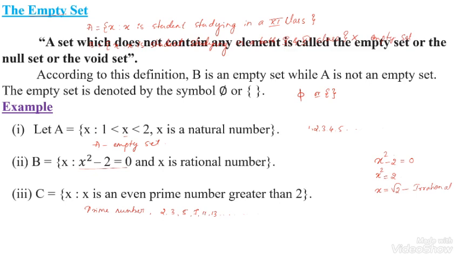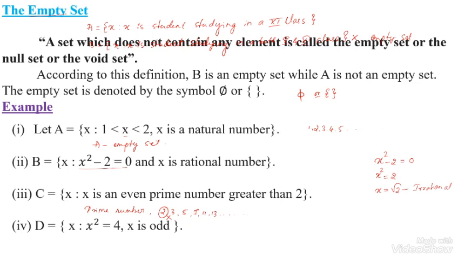Here x is an even prime number. 2 is the only even prime number, but here x is an even prime number greater than 2. Greater than 2 means we have not considered the 2. Here C is also an empty set. This is also a definite example of the empty set.